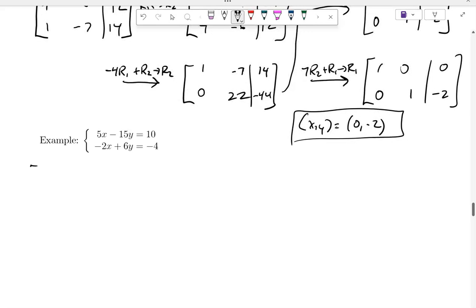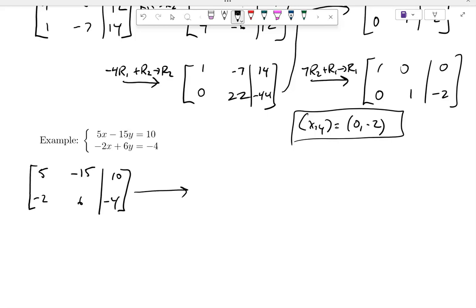First step, write that augmented matrix. First row. Good. And the second row. Good. There's our augmented matrix. 5, -15, 10, -2, 6, -4. First step is to get a 1 up in the upper left-hand corner.